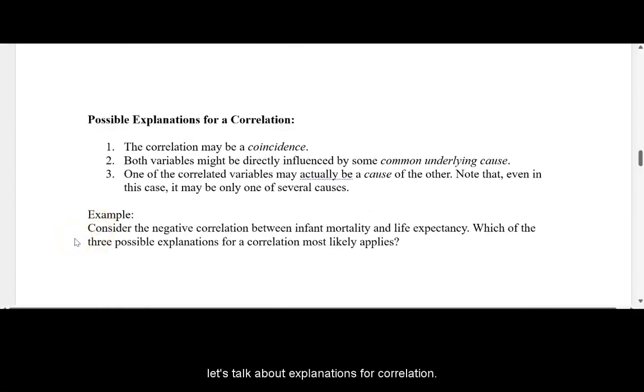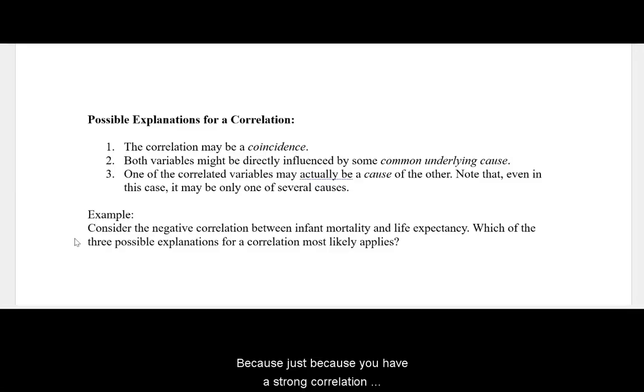Now, let's talk about explanations for correlation, because just because you have a strong correlation does not always mean what we call causation. And I'll get into that in a minute, but here are some things. Let's say you find a real strong correlation, but there are 3 possibilities to that. 1, the correlation may be a coincidence. There might be actually no relationship between them, and they just happen to have a strong correlation, but it's just a coincidence.